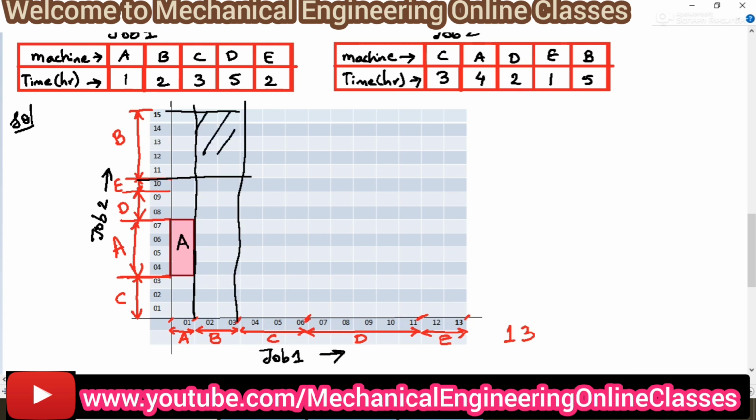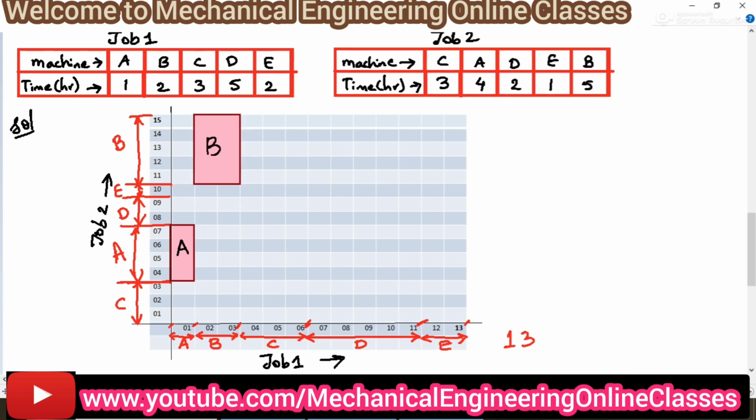So this area, this rectangle shows that B is busy. So this area is covered by machine B. Similarly, let us see where C comes. So C is somewhere here on the job 1 axis. Let us project it upward. Where is it intersecting with the job 2 axis? This region. So this closed rectangle is the area blocked by C.